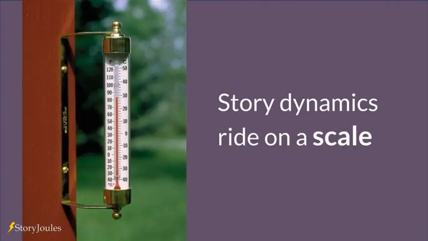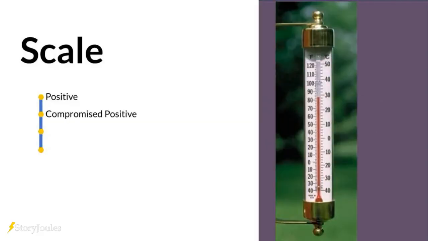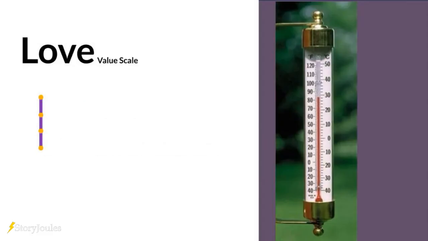Every value at stake in a story dynamic rides on a scale. Generically, the scale is positive, compromise positive, negative, and then double negative, which Robert McKee calls the negation of the negation. And of course, there are all kinds of gradations between those. In a love story, the dynamic is love, compromise love, hate, and hate masked as love. In the book Gone Girl, or the movie too, the idea that you would blackmail your husband to have a baby, I think that's at the negation of the negation. It looks loving, we're having a baby, but it is not loving at all.